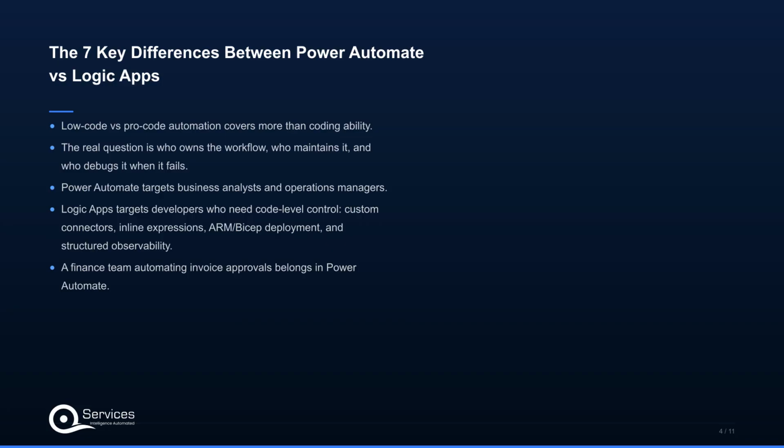A finance team automating invoice approvals belongs in Power Automate. An IT team building a customer onboarding pipeline that calls internal APIs, writes to Azure SQL, and queues messages in Azure Service Bus belongs in Logic Apps.